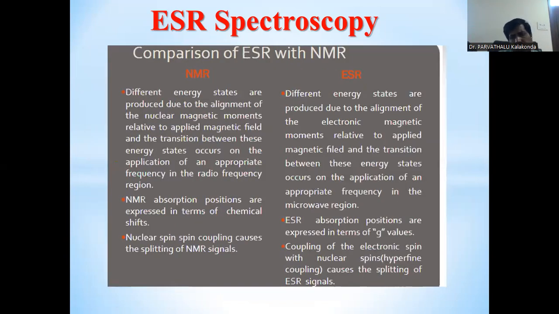I'm not going to explain this here because I have already explained it for NMR. Sometimes they ask what the differences between NMR and ESR are. I'll post this PowerPoint presentation in the group anyway, so you can just read it. We have done both and it is just a comparison.